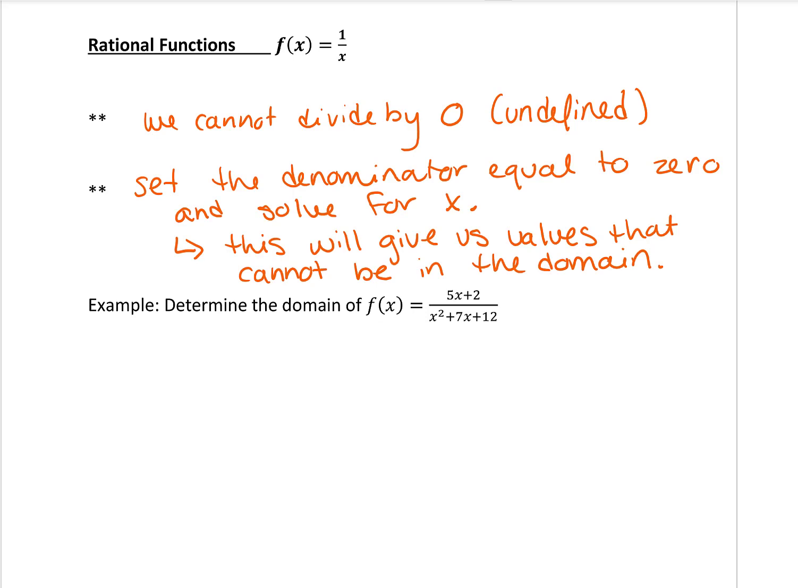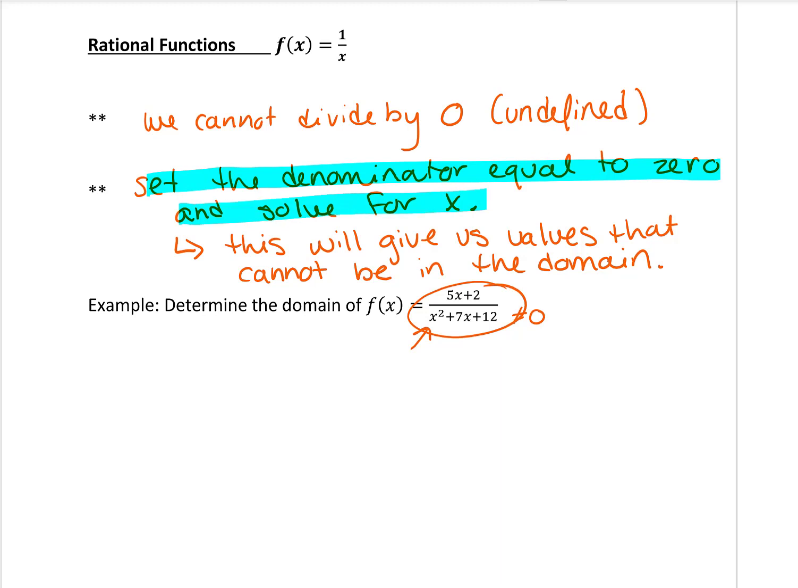So let's take a look at an example. We have a fraction that has variables, and the variables are in the numerator and denominator. But we want to focus on the denominator. We cannot have the denominator equal to 0. Because if it does, then that means that the entire function is undefined. And if it's undefined, then it's not part of the domain. So what we're going to do is set the denominator equal to 0, and solve for x. In order to solve for x, we have to factor.